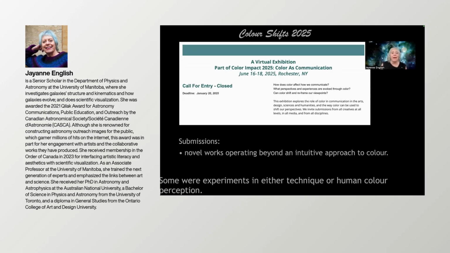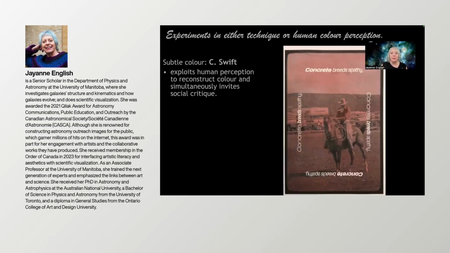Now, about this exhibit, there were certain criteria we were to evaluate, and the submissions included a plethora of novel and skilled works operating beyond an intuitive approach to color. Very intriguing were those that were experiments in either technique or in human perception. As an example of subtle use of color, we have here Swift, who exploits human perception to reconstruct color because color is relational. He uses only two colors, black and red, to produce other colors, and simultaneously he invites social critique.